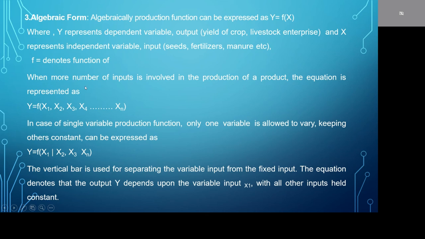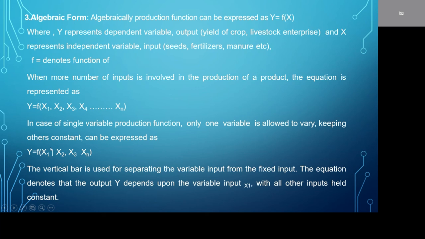Suppose all inputs are variable in nature, then the algebraic form of the production function is like this: y equal to f of x1, x2, x3, x4 up to xn. That is, all are variable in nature.